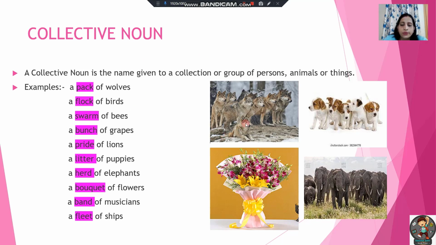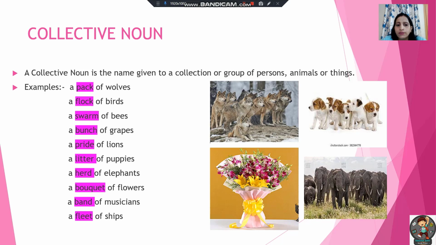For example, you can see in this picture, there are so many wolves. So for this, we will use a collective noun, that is pack, or we can say a pack of wolves. Similarly, in the second one, a flock of birds. If a group of birds are flying in the sky, we can say a flock of birds. Now, a swarm of bees. Similarly, for a collection of bees, we can use the word swarm. Now, a bunch of grapes. So in a bunch, we know there are so many grapes.